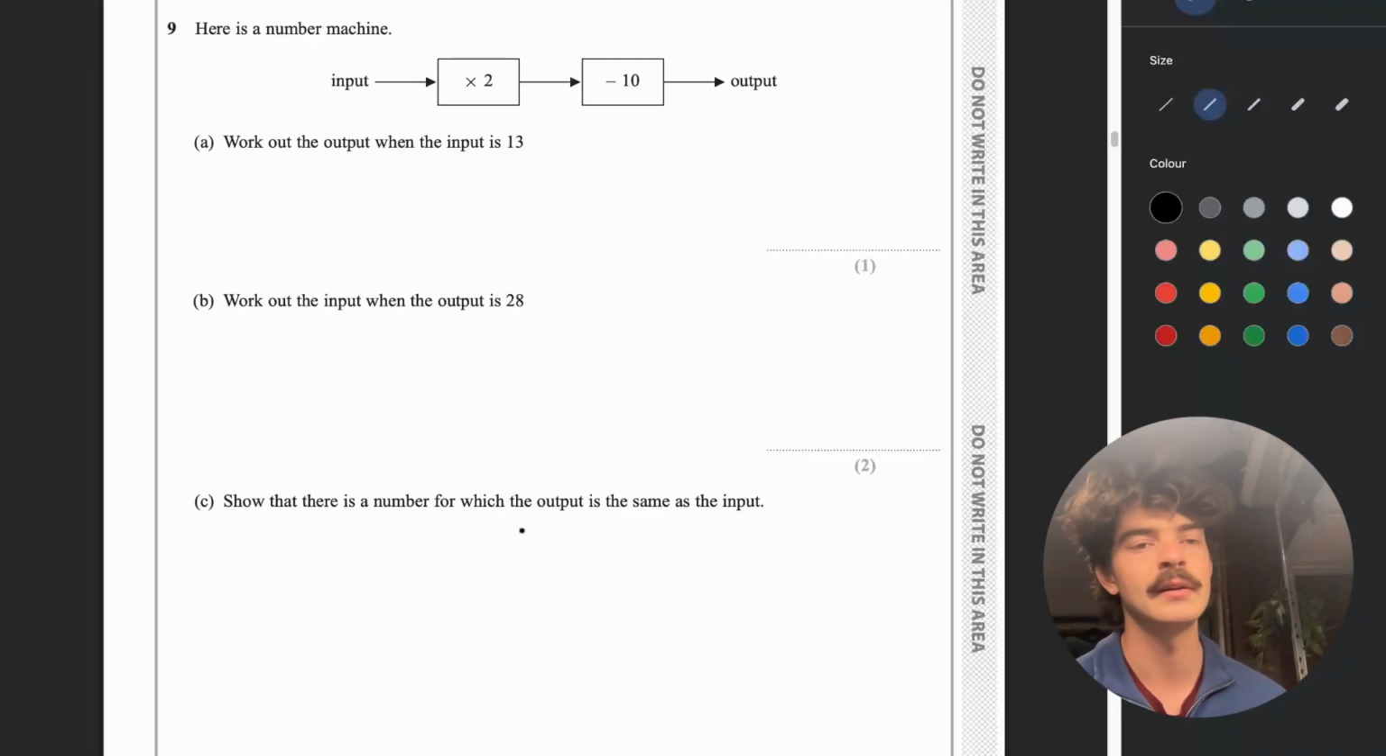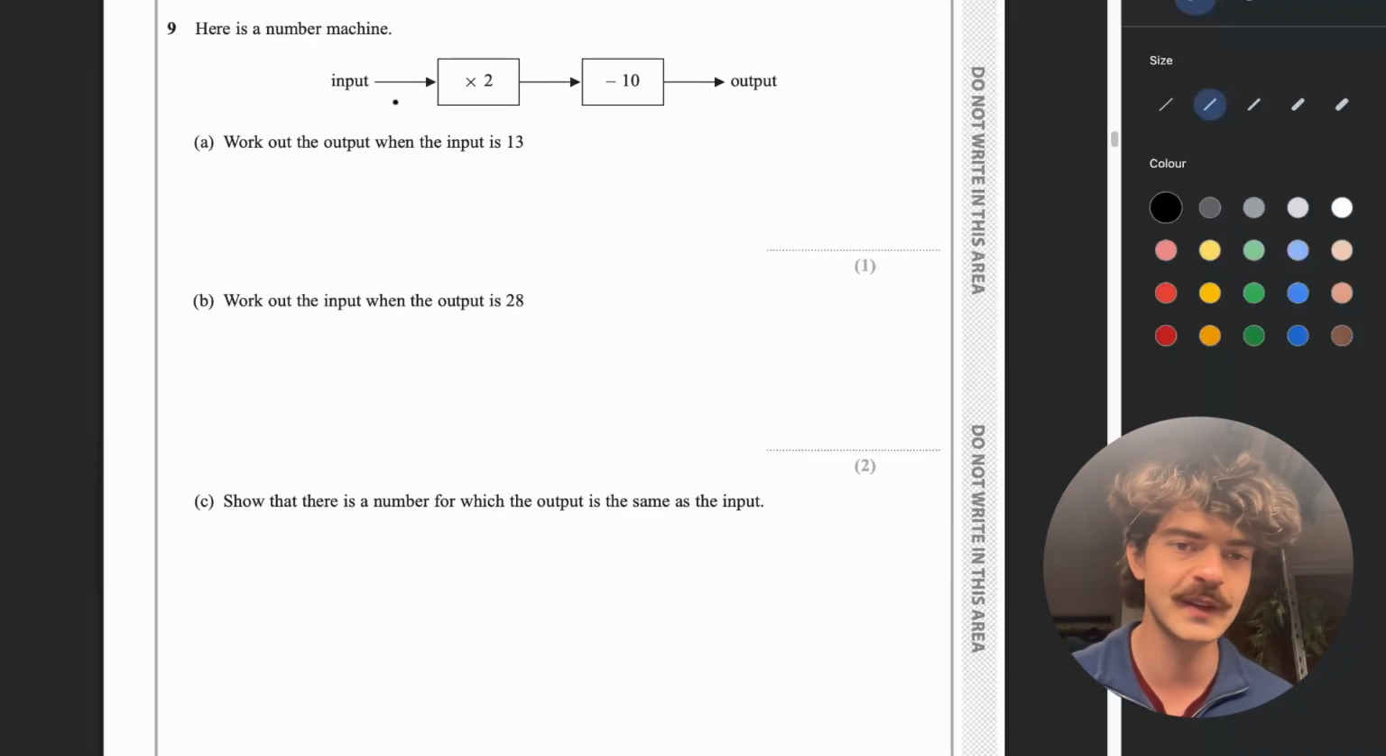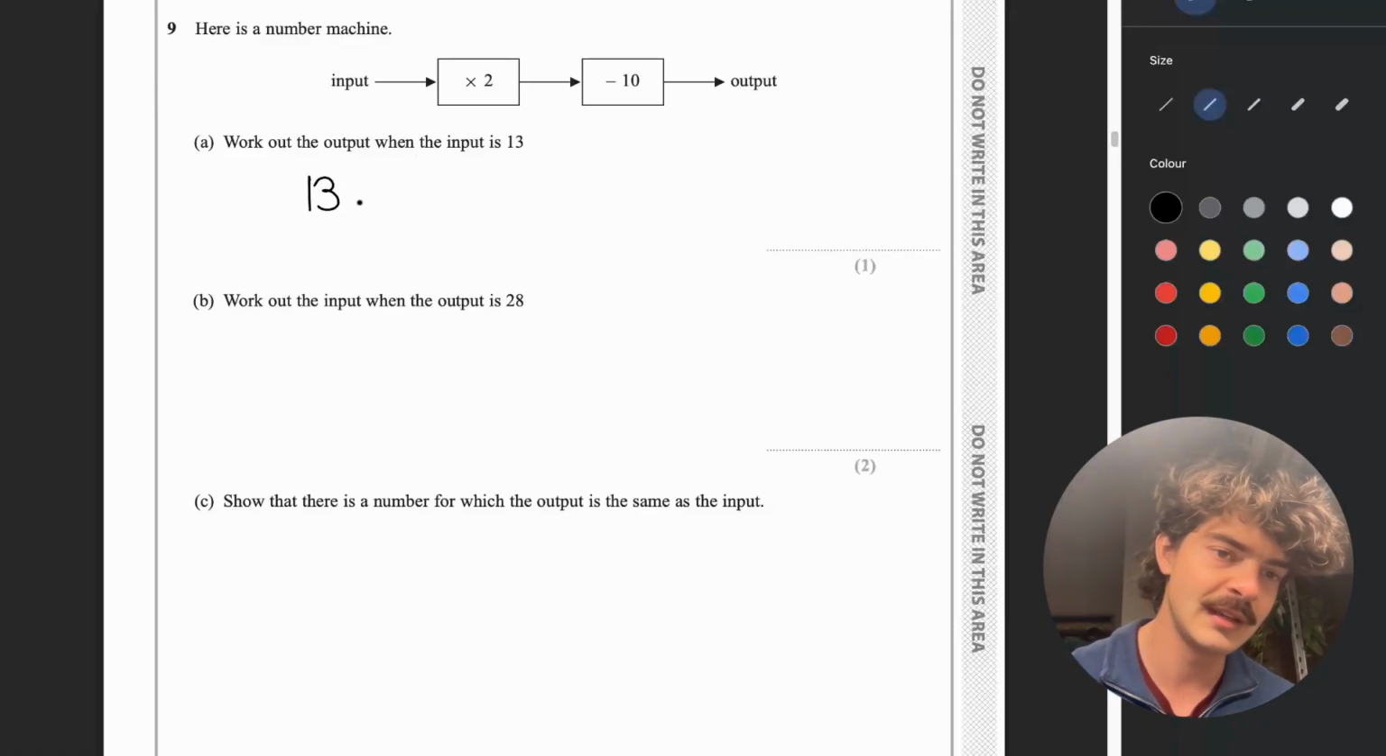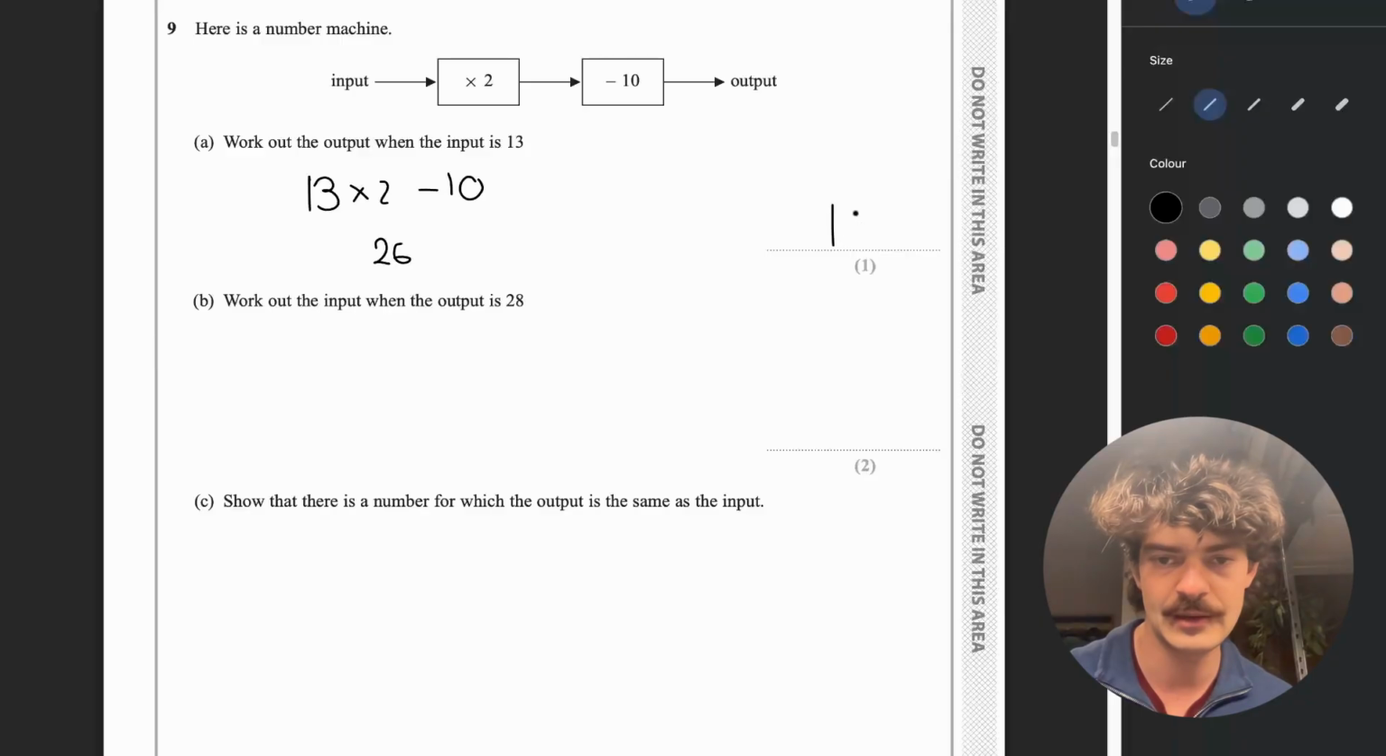Okay, question number 9. Work out the output when the input is 13. Okay, we're passing 13 into our machine here. We want to know what comes out the other end. 13 times by 2 minus 10. So 13 times 2 is going to be 26. Take away the 10, 16.